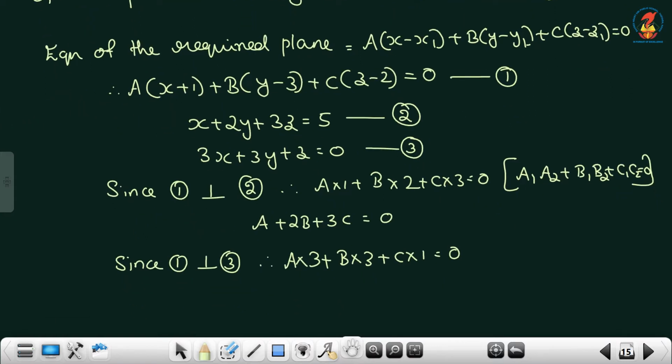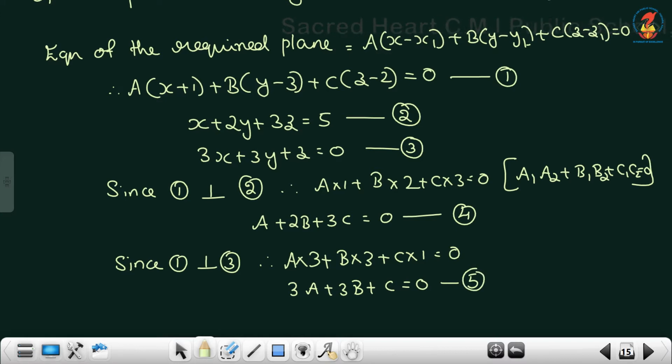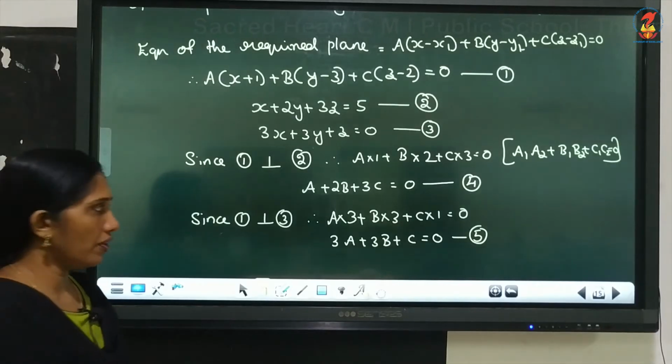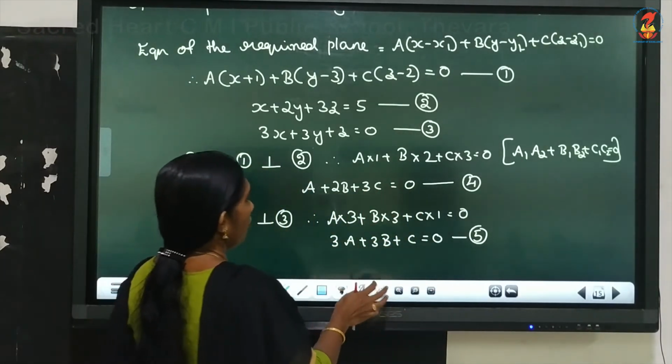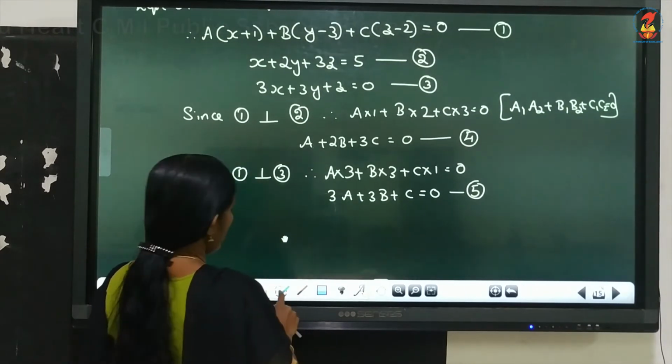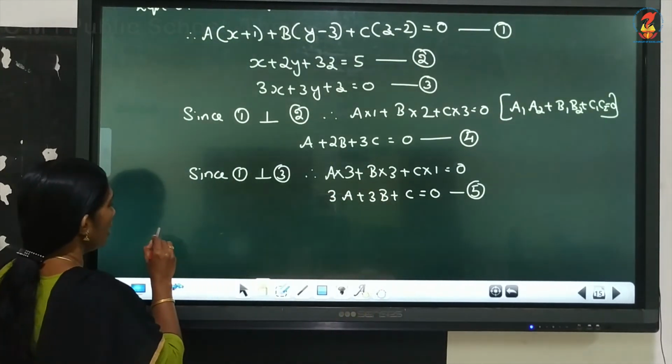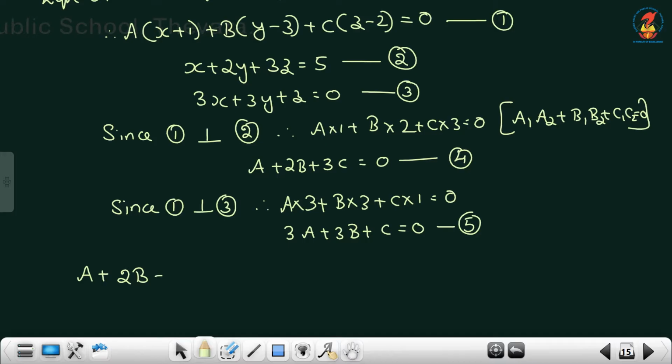Or what is it? 3A plus 3B plus C is equal to 0. Okay. So equation 4 and 5. Now we have to solve equation 4 and 5. We have 3 unknowns but 2 equations. So we can use the cross multiplication method. Do you know that? A plus 2B plus 3C is equal to 0. 3A plus 3B plus C is equal to 0.